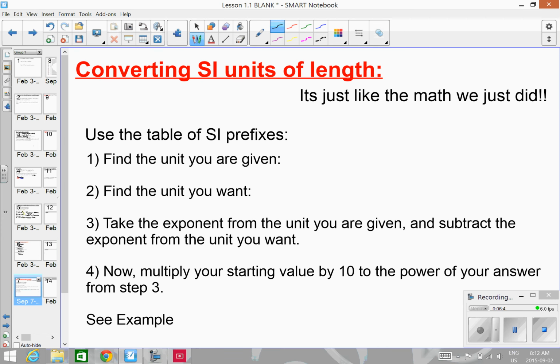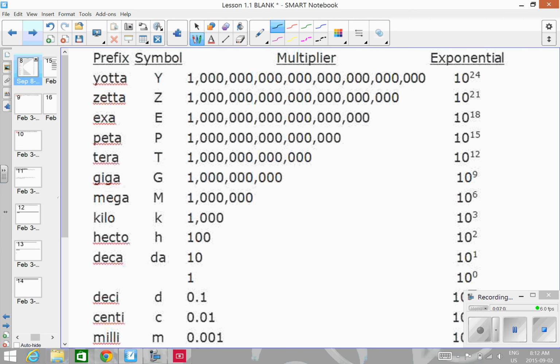Converting SI units of length. Now this is one way. It's kind of the scenic route, but it works every time. In the next lesson, I'll show you a different way that uses our formula sheet. It is exactly like the math we just did, except you're going to be using a table of SI prefixes. That is this one here.